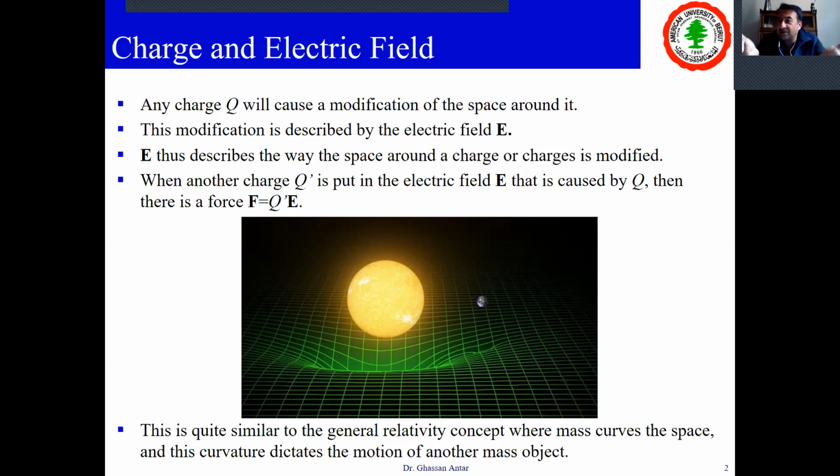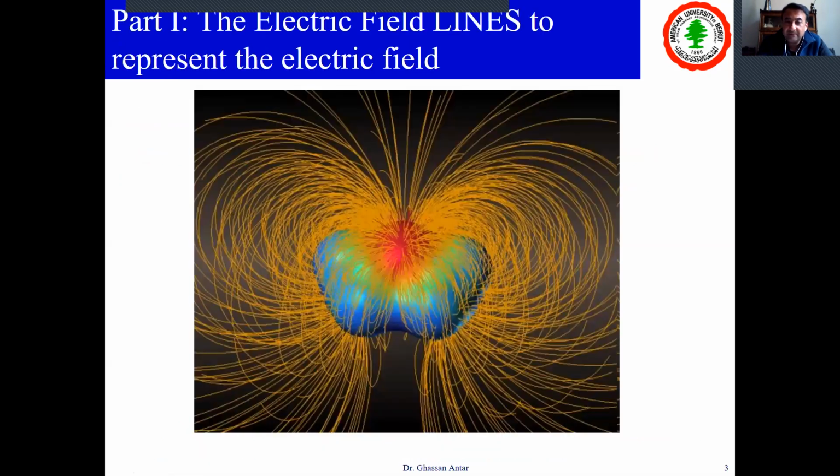It's quite similar to the gravitational field. You all know the gravitational field: the weight equals m multiplied by g, right? Here it is roughly the same. The force F is equal to Q prime multiplied by E, quite similar to mass multiplied by g. So g is the gravitational field, E is the electric field, m is the mass of the object, and Q prime is the charge of the new object. So this is what the electric field means.